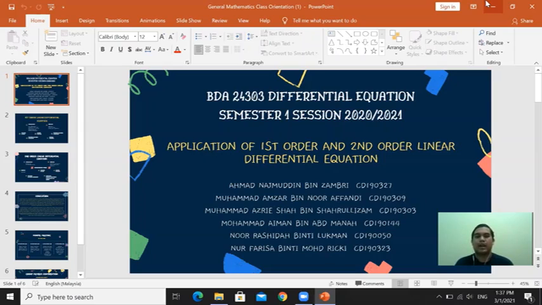Group members: Ahmad Najmuddin bin Zamri, CD190T27; Muhammad Amza bin Afandi, CD190T09; Muhammad Azri Shah bin Syahrul Rizam, CD190T03; Muhammad Aiman bin Abdul Manah, CD1900144; Nur Rashidah binti Lokman, CD1900050; Nur Faisal binti Muhammad Riki, CD190T3.